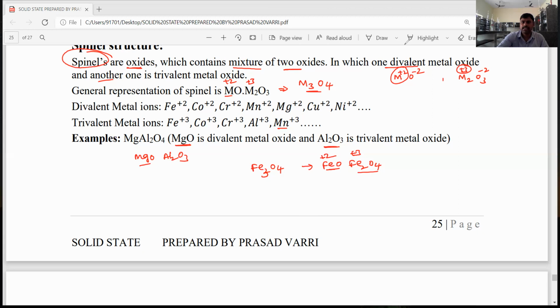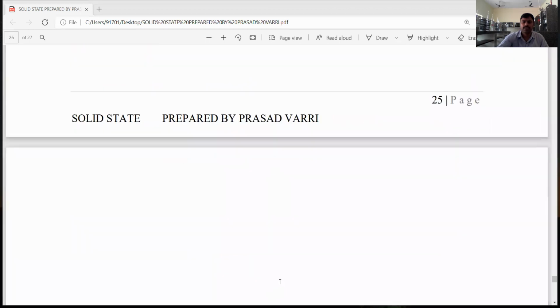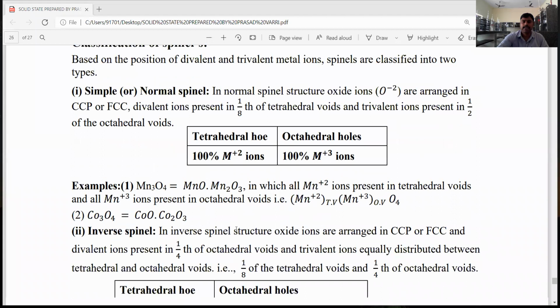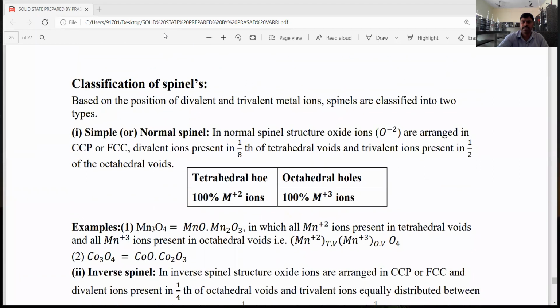Okay, let's see, dear students, what the examples are for simple spinel structures and inverse spinel structures. They are very, very important. We have to remember the examples and also the arrangement. Based on the positions of the divalent and trivalent metal ions, the spinels are classified into two types. One is the simple or normal spinel. In a simple or normal spinel, how is it arranged, dear students? The divalent ions are all present in tetrahedral voids only and the trivalent ions are all present in octahedral voids only.